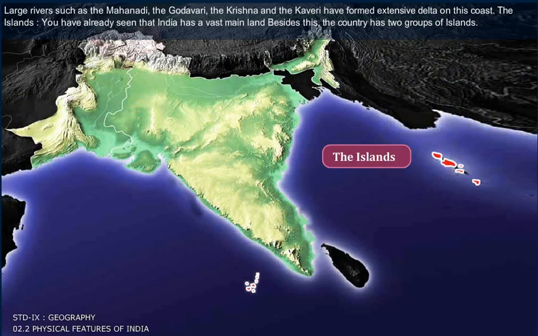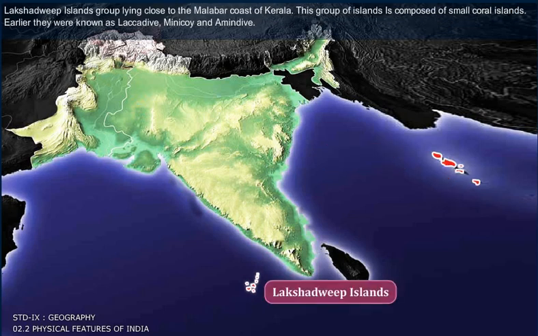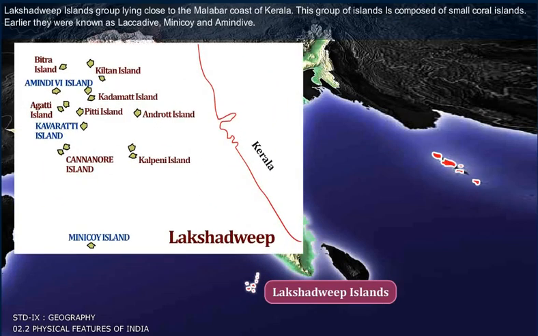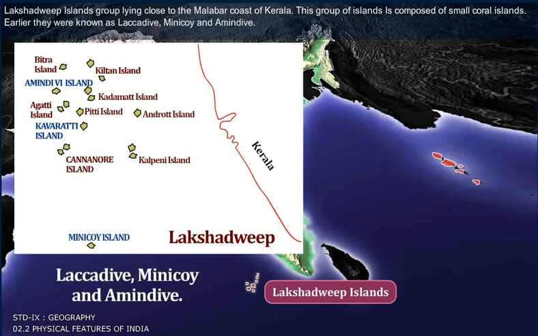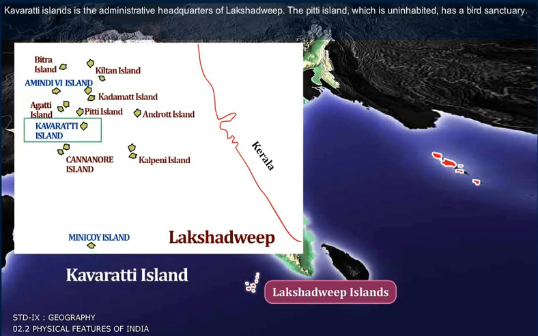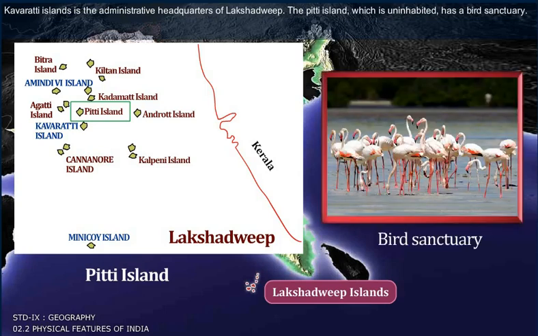The islands. You have already seen that India has a vast mainland. Besides this, the country has two groups of islands. The Lakshadweep Island group lies close to the Malabar coast of Kerala. This group of islands is composed of small coral islands. Earlier, they were known as Laccadive, Minicoy and Amindivi. Kavaratti Island is the administrative headquarters of Lakshadweep. The Pitti Island, which is uninhabited, has a bird sanctuary.